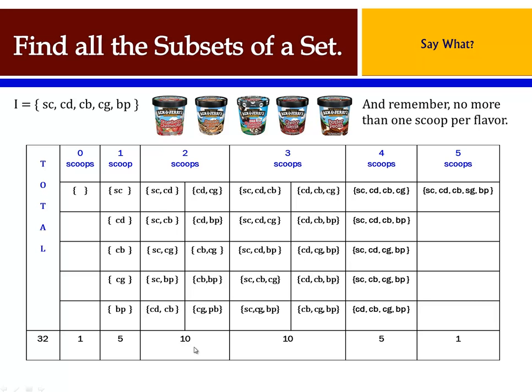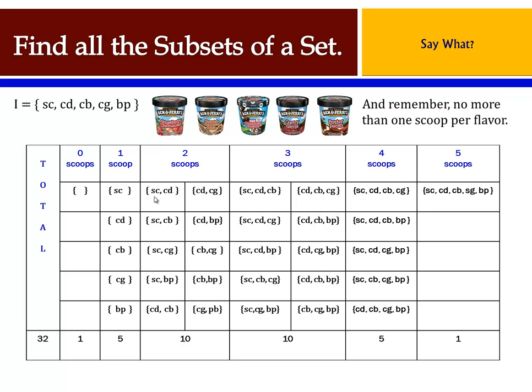Now, if you were to pick chocolate chip cookie dough and strawberry cheesecake, well, that would be the same as strawberry cheesecake and chocolate chip cookie dough. It doesn't matter what order you choose the scoops in, it still would be the same ice cream. So you don't see those appearing twice. There are 10 ways to pick 2 of them. And you can look at those and verify that those are just 10 ways.